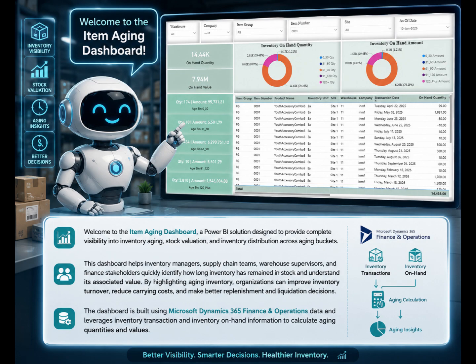Hello everyone. Welcome to the Item Aging Dashboard, a Power BI solution designed to provide complete visibility into inventory aging, stock valuation, and inventory distribution across aging buckets. This dashboard helps inventory managers, supply chain teams, warehouse supervisors, and finance stakeholders quickly identify how long inventory has remained in stock and understand its associated value. By highlighting aging inventory, organizations can improve inventory turnover, reduce carrying costs, and make better replenishment and liquidation decisions.